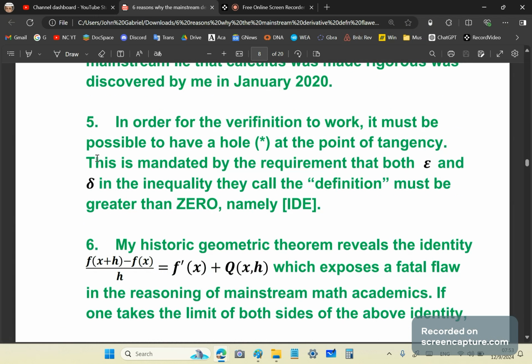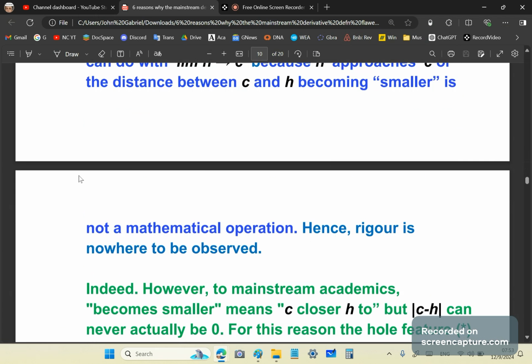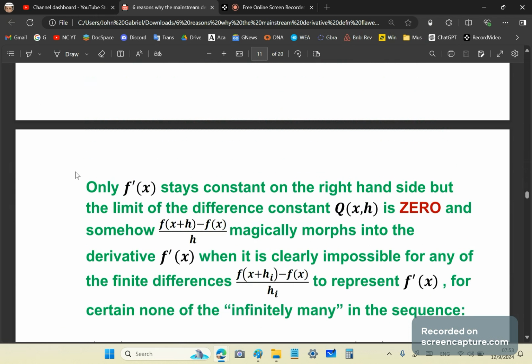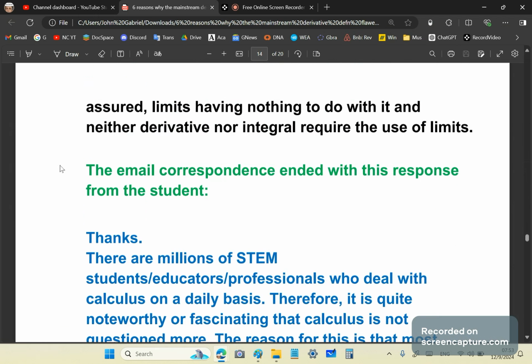And the fifth one is, in order for this verification, because remember, mainstream guesses and then tries to verify, it must be possible to have a hole at the point of tangency. That's very important for them. So they have what's called holy theory. And then there's a sixth reason, which is that, let's get there.